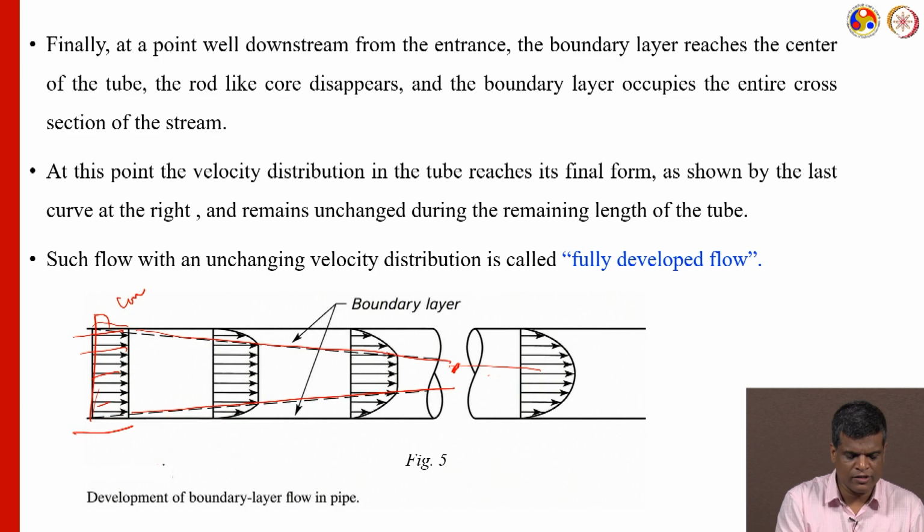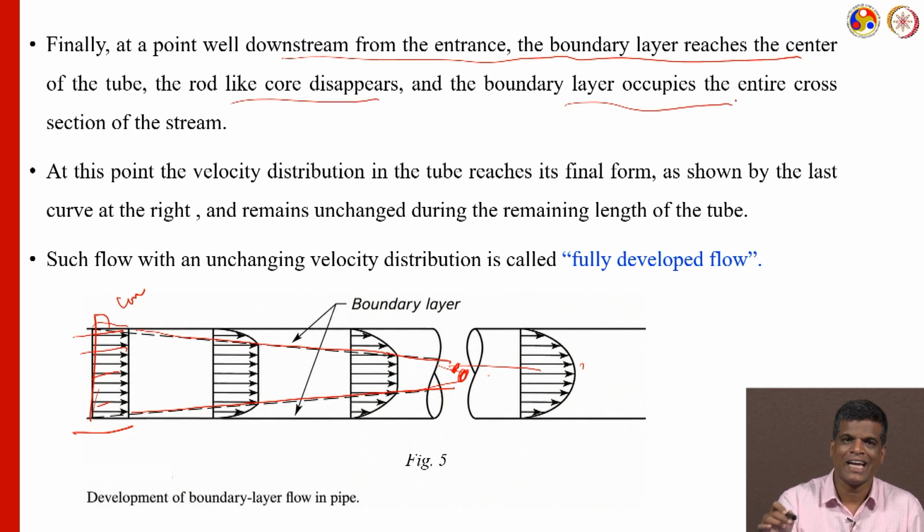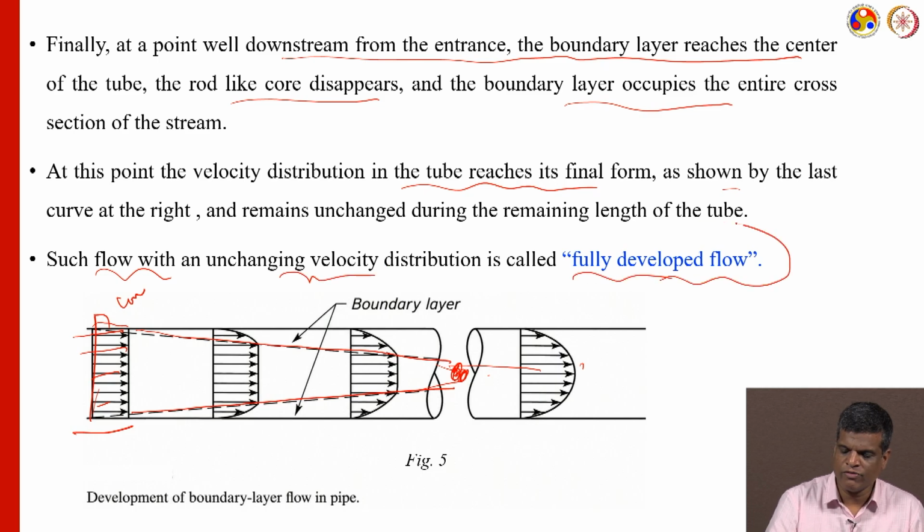You can see here the development of the boundary layer in flow in a pipe. Finally, downstream from the entrance, the boundary layer reaches the center of the tube. The rod-like core disappears and the boundary layer occupies the entire cross section. At this point the velocity distribution in the tube reaches its final form, as shown in the last curve on the right. Such a flow with an unchanging velocity distribution is called fully developed flow.